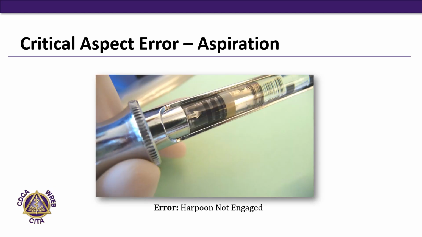In this image, the harpoon is not engaged, resulting in a critical error. If you do not recognize the error and proceed with the injection, a critical error is incurred. However, if you recognize that the harpoon is not engaged, you have the option to withdraw the needle and re-engage the harpoon. The error is then evaluated under syringe preparation and handling. This is a less critical error and does not result in failure of the injection.